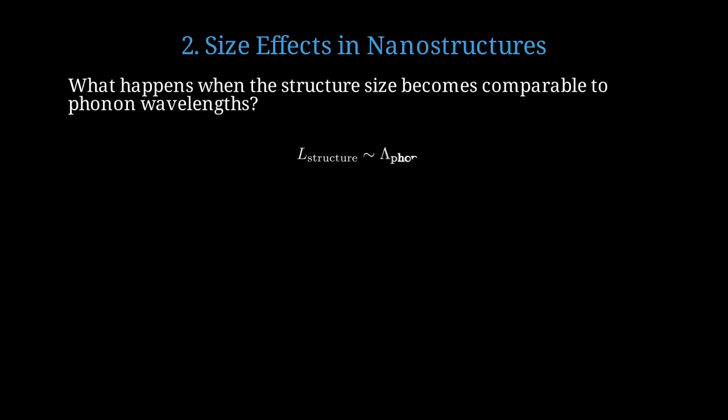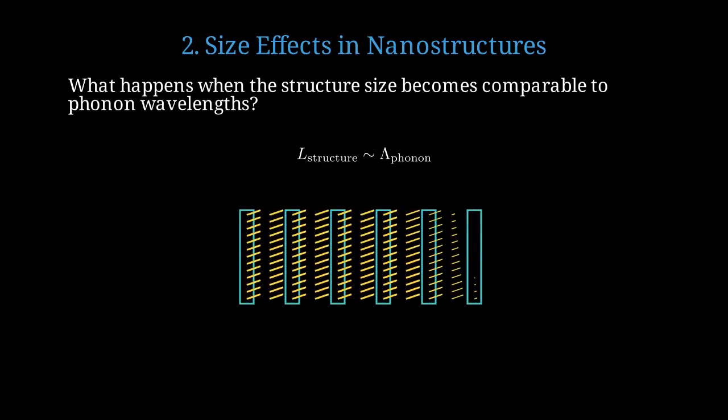When the structure length L is comparable to the phonon mean free path lambda, ballistic transport dominates. In a superlattice structure with alternating nanolayers, phonons scatter at every interface, drastically reducing thermal conductivity. The effective thermal conductivity is reduced by a factor of 1 plus lambda over L, where L is the layer thickness.